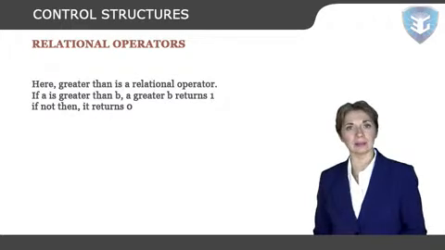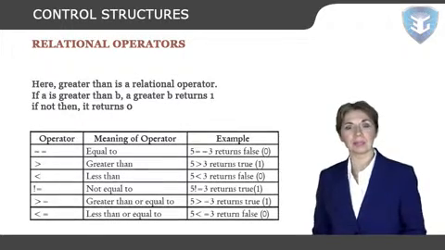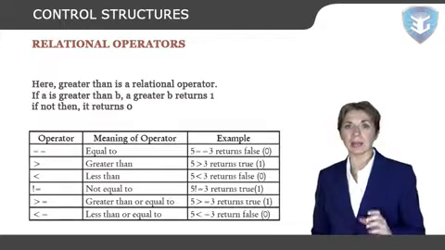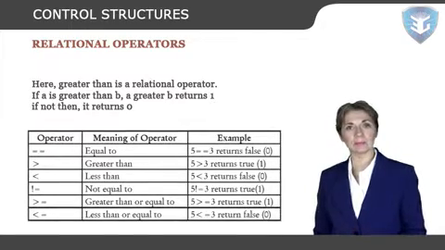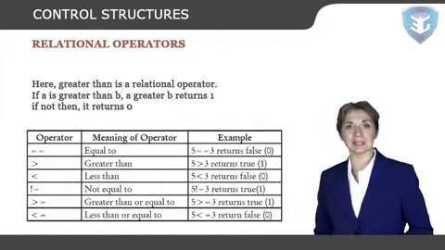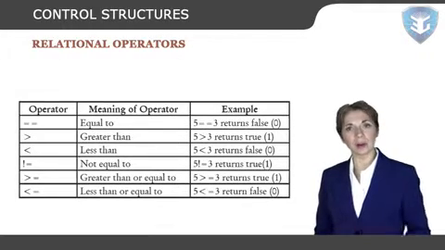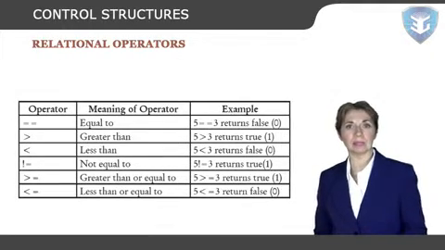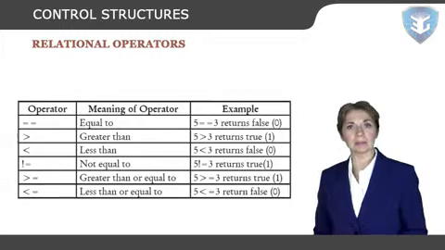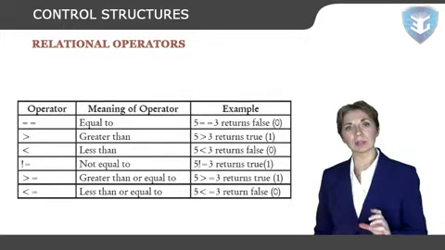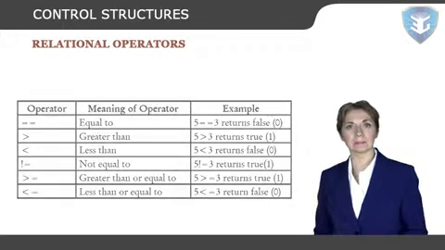Here, greater than is a relational operator. If A is greater than B, A greater than B returns 1. If not, then it returns 0. Relational operators are used in decision-making and loops in C programming. Look at the table of relational operators shown here.